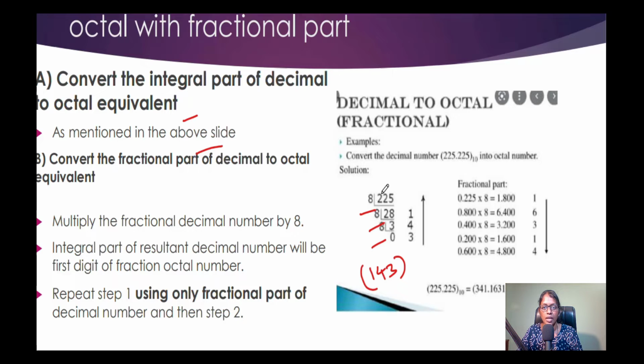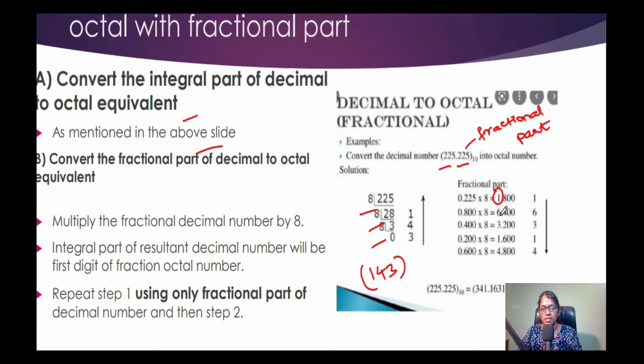Here you see we have taken the number 225.225. This is the whole part and this is the fractional part. The whole part you have to convert as it is. Then take the fractional part 0.225 and multiply it by 8. You will get 1.800. Take this overflow 1, only this one, and write it down here. In the next step, take only the fractional part, 0.800 into 8.